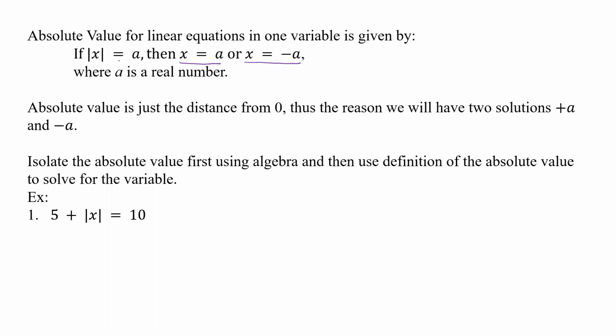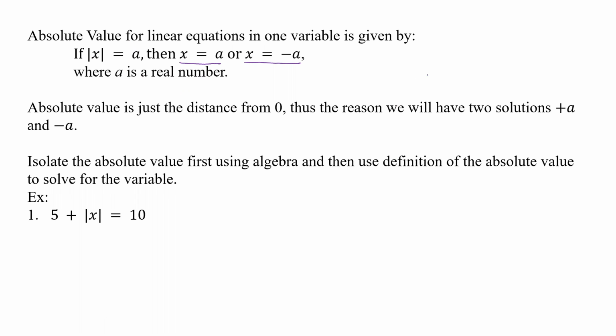So that means if we had a negative a here, then we take the absolute value of that, we get a positive a. If we put in a here, we take the absolute value of that, we get a positive a as well. That's why we have two different solutions here. And a here is just any real number. Now, the absolute value is just a distance from 0. Thus, the reason we have two solutions, plus and minus a.